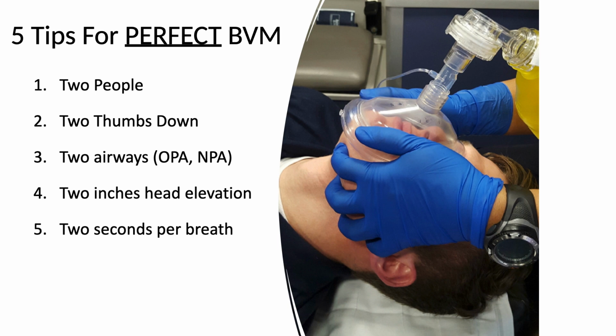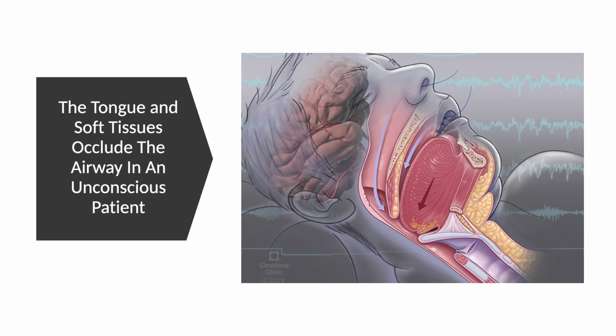And then remembering it's always very tempting to breathe very fast. This tends to be a stressful situation. But if you can slow yourself down and do 2 seconds per breath, so 1,000 1, 1,000 2, and that's how long you're squeezing for, and then release for 3 seconds, that will give a nice volume and a nice respiratory rate that is good for your patient.